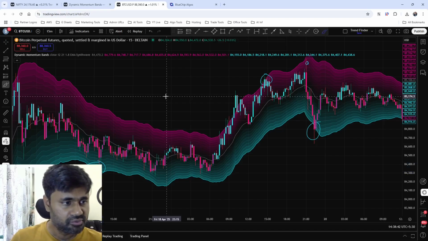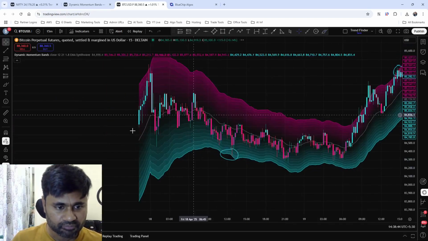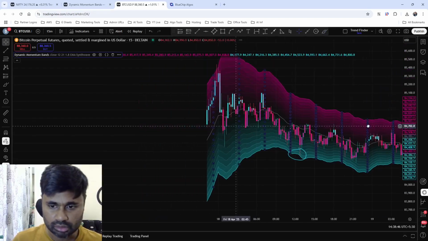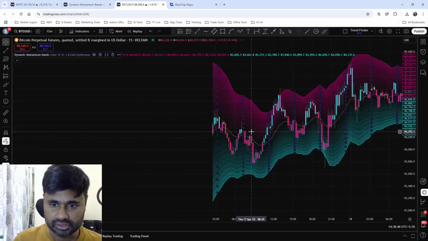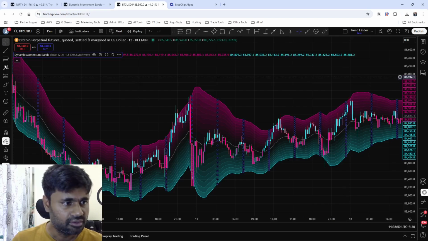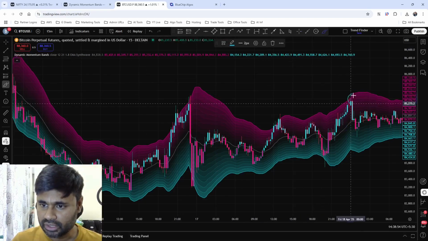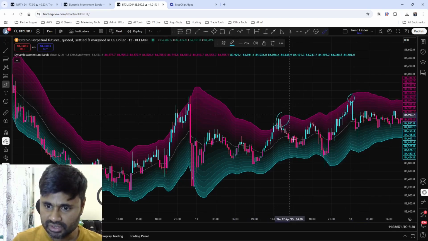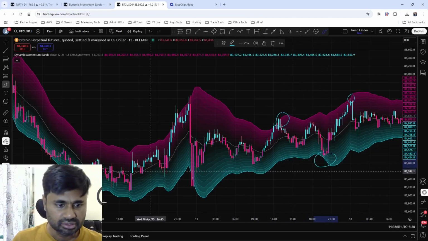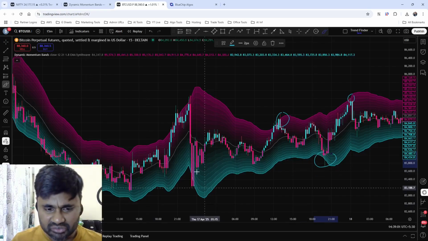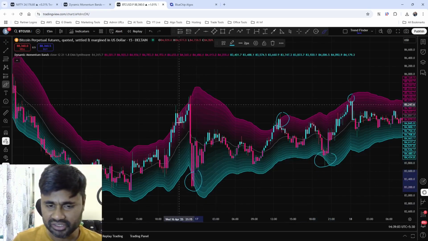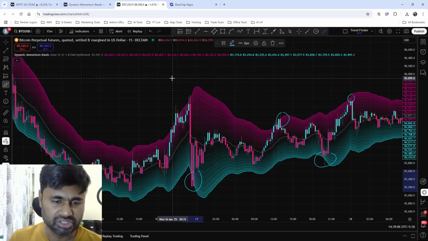Let's actually check a few more scenarios. Let this load. Yeah, so you can see this is a Bitcoin instrument, but you can apply it on anything. You can see here, you can see here. It's a free indicator, so feel free to log in yourself and check out this indicator.